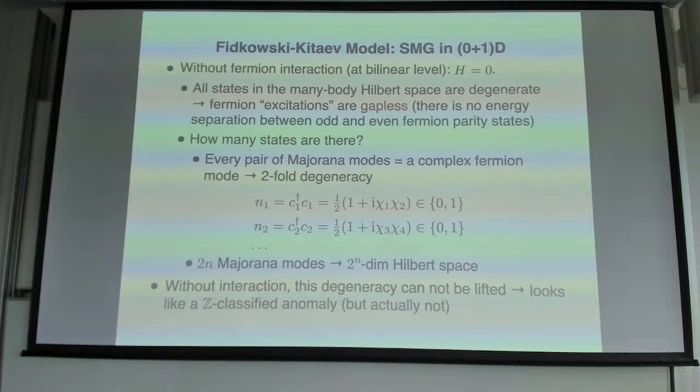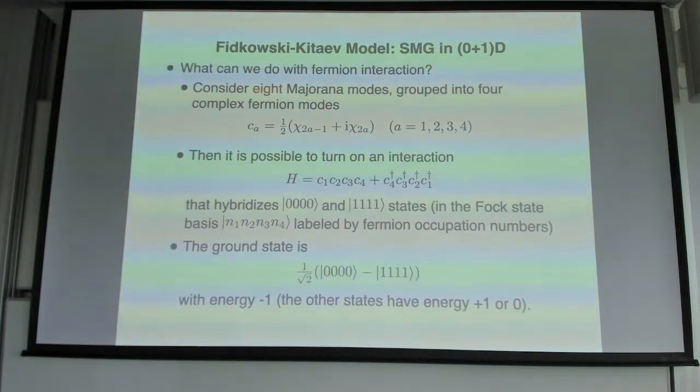It seems like that, but it's not true, because we have only considered the fermion bilinear level. With interaction, that is not the case. So what can we do with fermion interaction? Well, that is the proposal of Fidkowski and Kitaev. They say you can consider 8 Majorana modes. So let's consider that the system has 8 Majorana modes, so 8 of these kinds of operators.